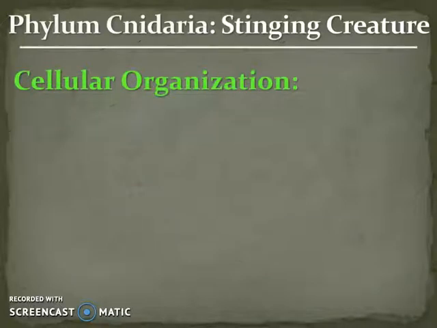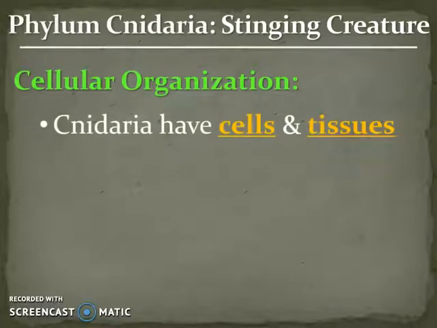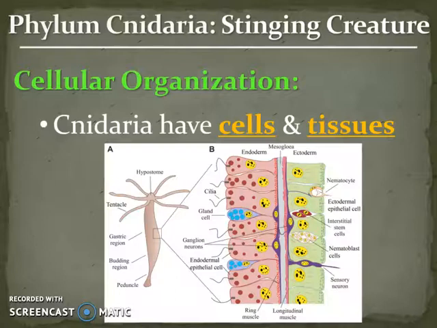Our Cnidaria move up in our cellular organization. Our porifera only had cells. Our Cnidaria have cells and tissues. Here you can see a picture of one cell all by itself on the left. That is a picture of a hydra zooming in on the cells. And you can see each cell on the right coming together to make that tissue. And you see you have the two different types of tissue right there.